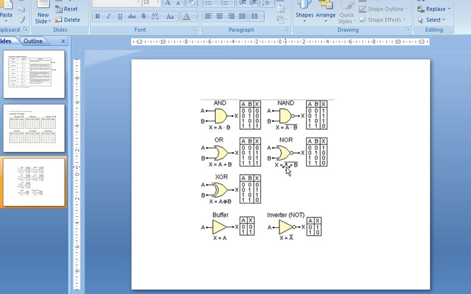And the NOR gate is X equals A or B with a bar across the top. The exclusive OR then uses a plus with a circle around it. And there's the truth table. And here is the NOT, X equals not A. So when 0 is on one side, you have 1, and 1 and 0.